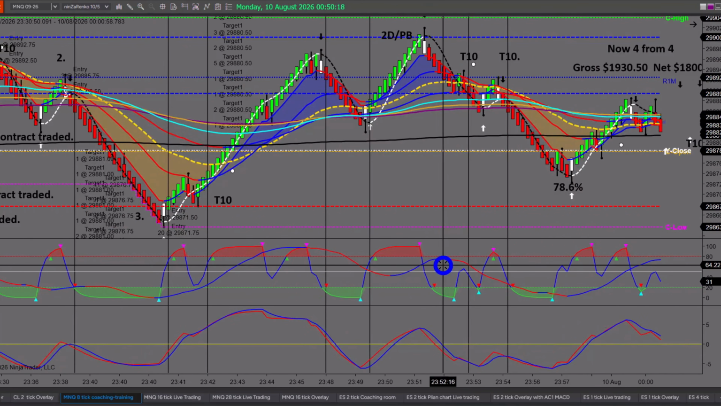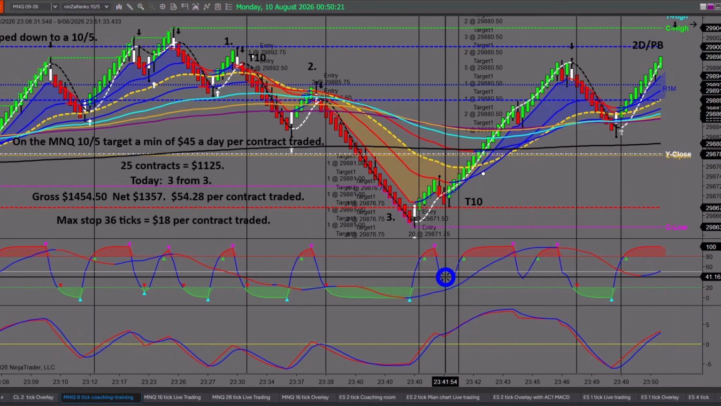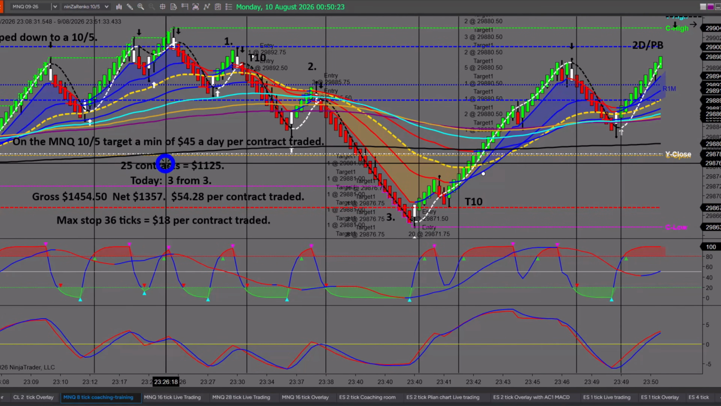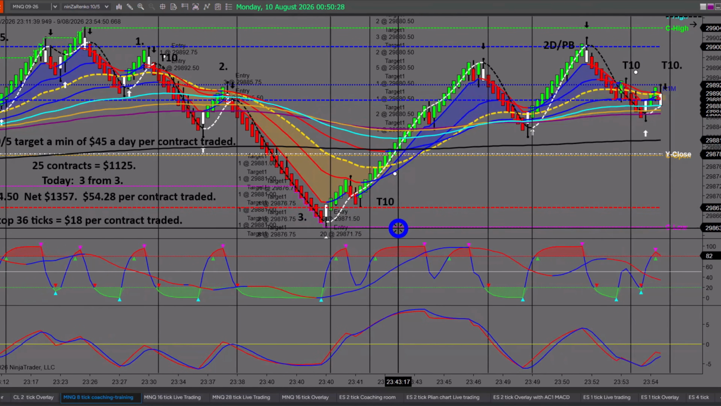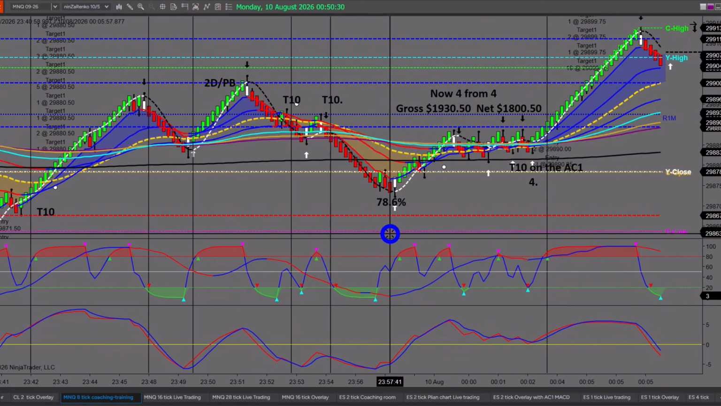And as I mentioned an hour or so ago, I fired off trading for 25 contracts and executed 3 trades for 3 winners. A couple of minutes later, I saw this one here.